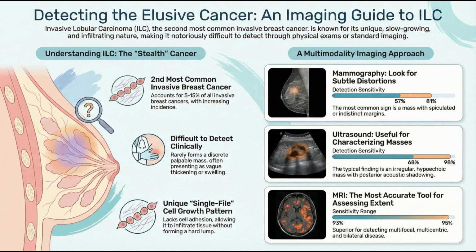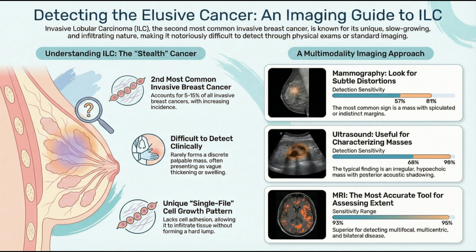This deep dive has really highlighted how the fundamental biology of ILC, that subtle, single-file nature of the cells and the loss of E-cadherin, dictates everything. The difficulty of its detection, the extent of its spread, it really is the cancer that hides in plain sight. And what's fascinating here is the power of technology to overcome that elusiveness. While mammography provides those crucial initial cues, often just through subtle signs like architectural distortion or asymmetry, it is MRI that ultimately provides the indispensable roadmap. It accurately depicts the true extent of the disease through non-mass enhancement, which is just vital for effective surgical planning and long-term prognosis. Thank you for joining us for this deep dive into ILC.